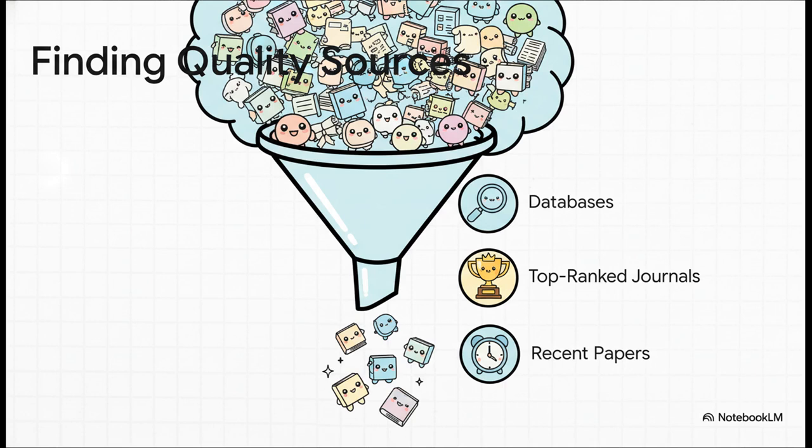You can't just use any old article. You need to focus your search on databases like Web of Knowledge or SCImago and really target the top-ranked journals. The vast majority of your sources, we're talking 80% plus, should be less than 10 years old, with a good chunk from just the last 3 years. That's how you stay on the cutting edge.